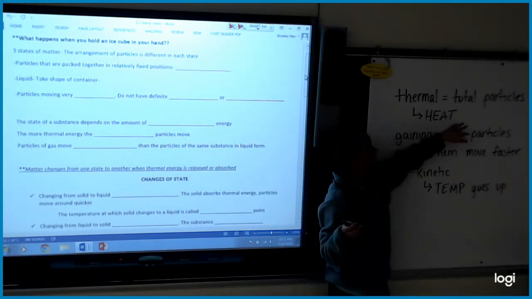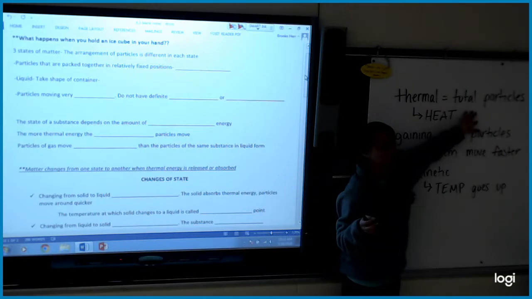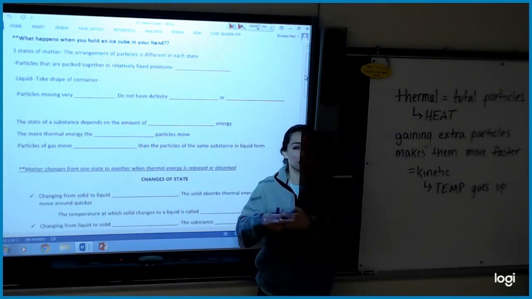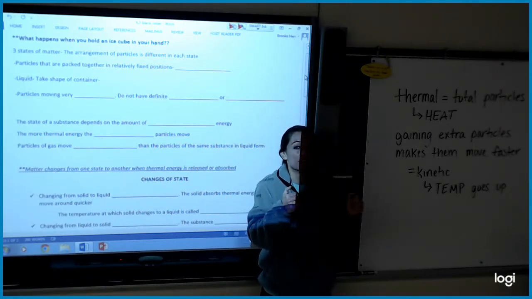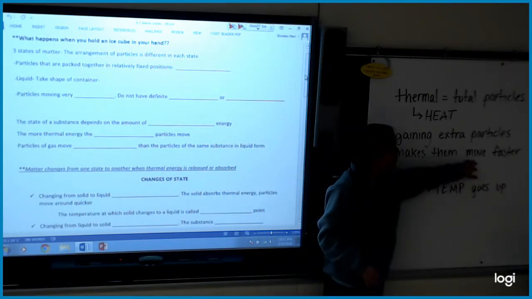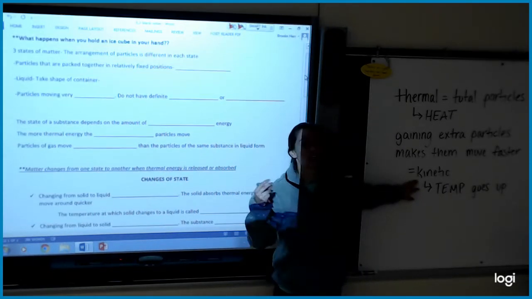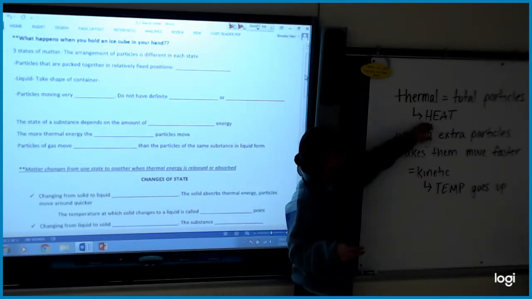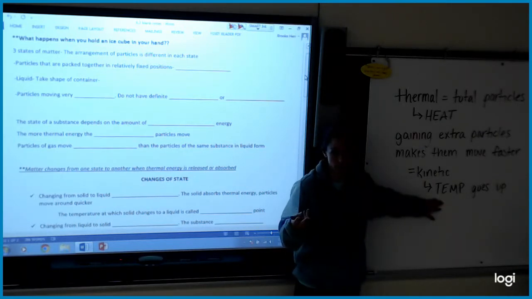When something gains those extra total particles, now you have more packed into the same space. So they kind of vibrate back and forth and they're bumping into each other, which is also going to make them move faster, which will therefore affect their kinetic energy. So when something gains heat, obviously it also gains temperature.